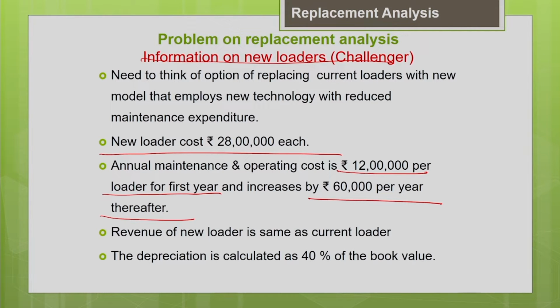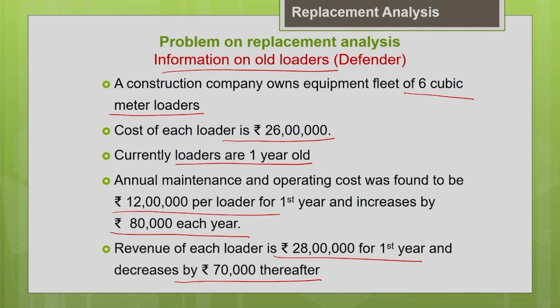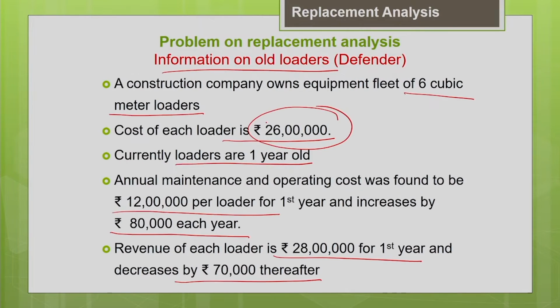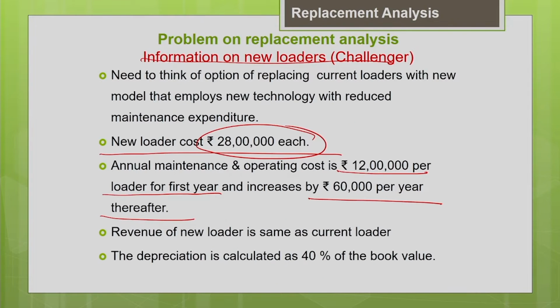The cost of the old loader, hope you remember, was 26 lakh. The cost of the proposed new loader is 28 lakh. Similarly, for the old loader, the operating and maintenance cost was 12 lakh, but the increase was 80,000 each year. Now for the new loader, the initial cost is the same, 12 lakh per loader for the first year, but after that the increase is only 60,000.